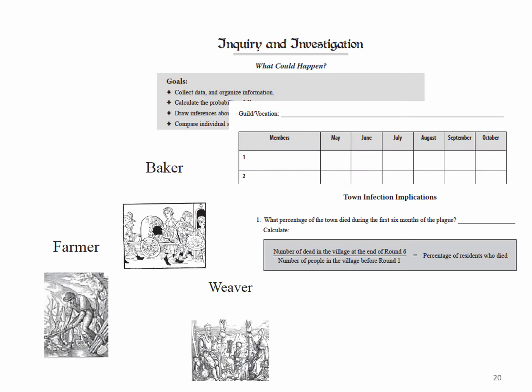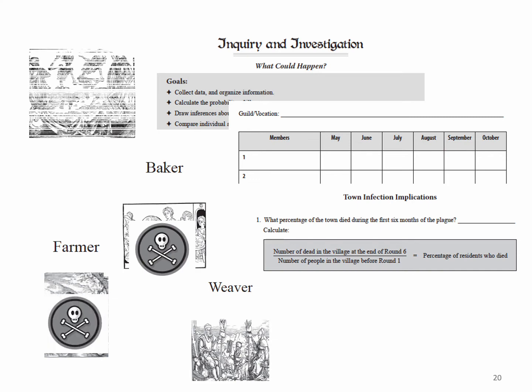In one activity, students engage in a simulation that demonstrates how quickly the plague spread through a village. They calculate the rate of infection and then discuss what happens to a town when different members of society die.